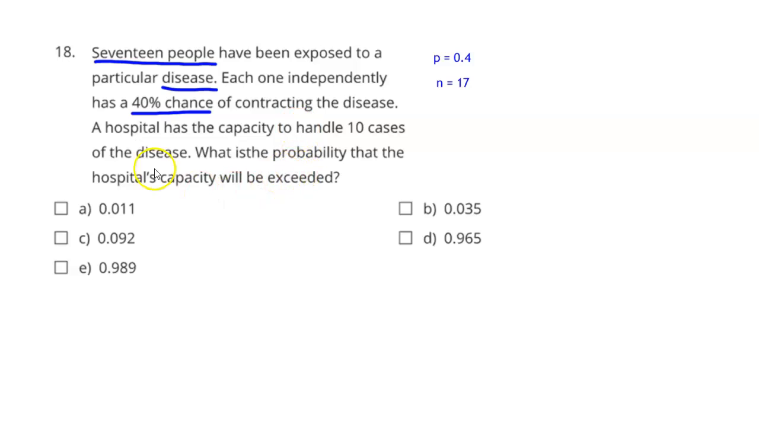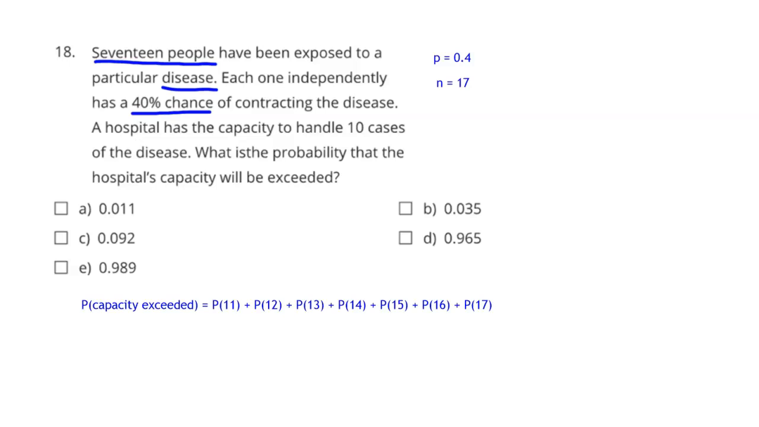Well, the probability that the hospital's capacity will be exceeded is if the number of successes, people that are sick, is greater than 10. So 11 or 12 or 13 and so on. So the probability is the probability of 11 sick people, 12 sick people, 13 sick people, and so on. Now, there was an easy way to do this before. We just did 1 minus a probability, but in this case, it would be 1 minus the probability of 10, 9, 8, 7, 6, 5, 4, 3, 2, and 1. So this looks a little cumbersome. Luckily for you, there's a calculator shortcut for this.